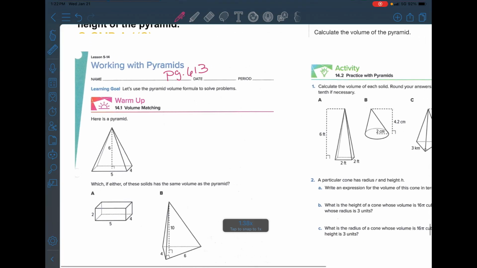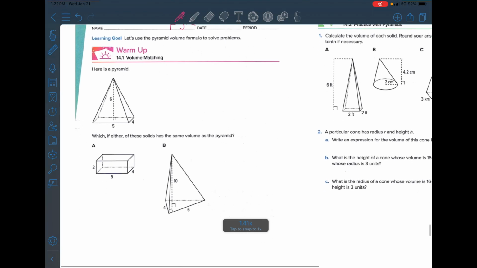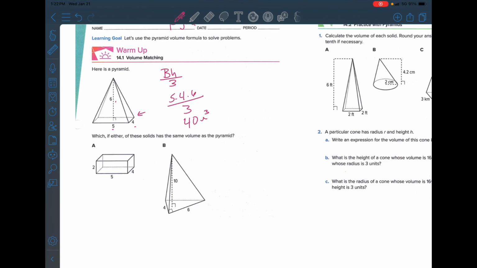All right, page 613. It says volume matching. Here is a pyramid. Does either of these solids have the same volume as the pyramid? Let's look at this and see which one has the same thing. This is a rectangular pyramid, capital B times H divided by 3, or 1/3 times that. So length times width times height. It's 5 times 4 times 6 divided by 3, which is 40, and it's units cubed.